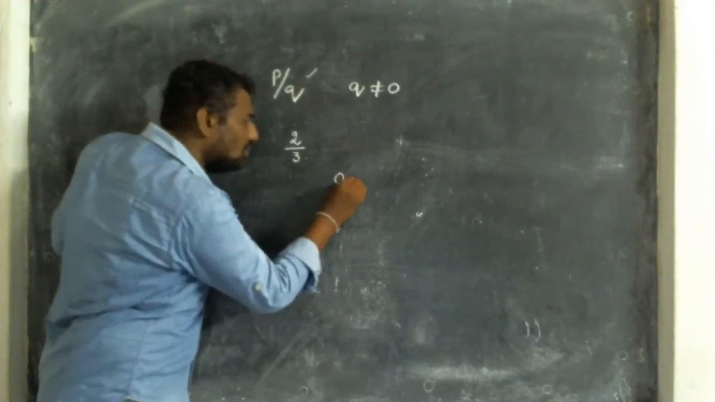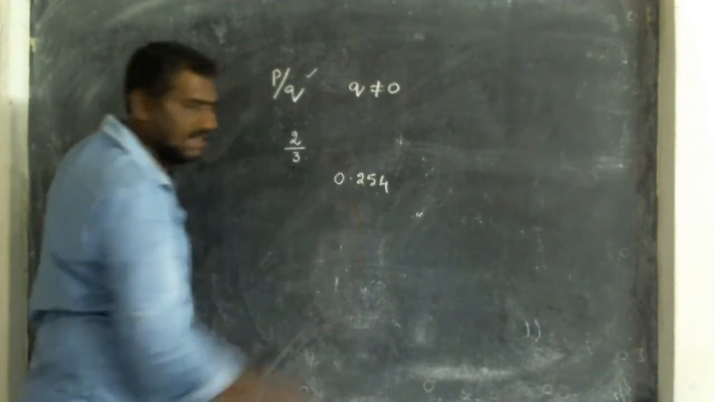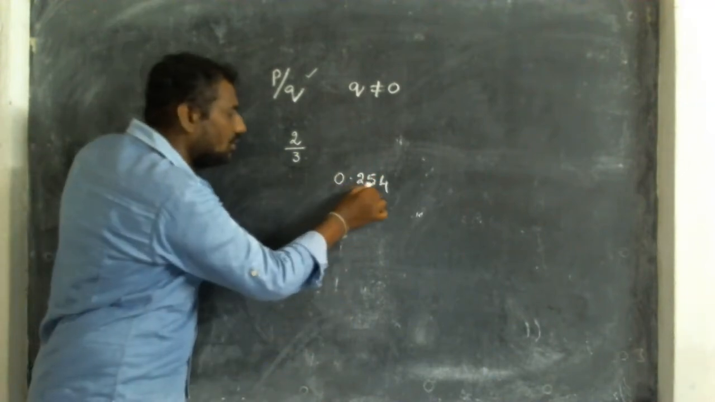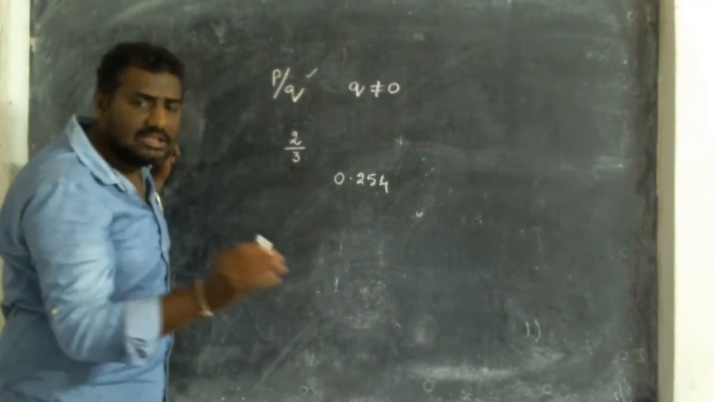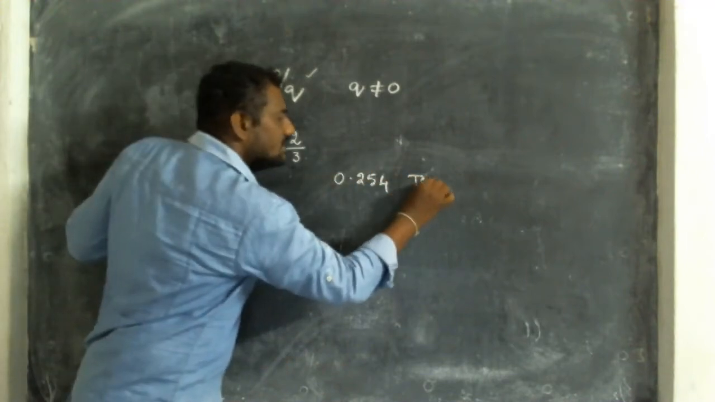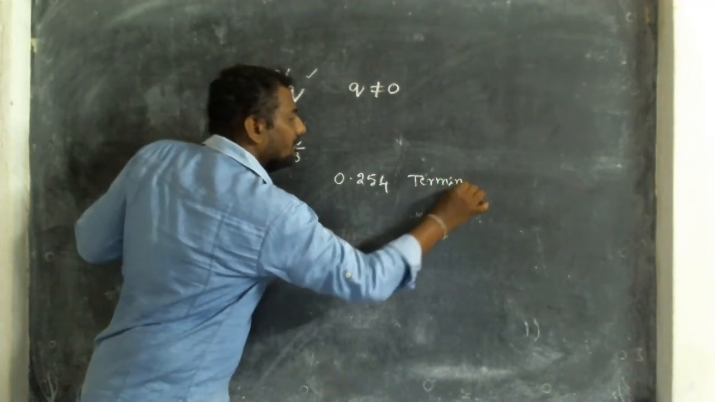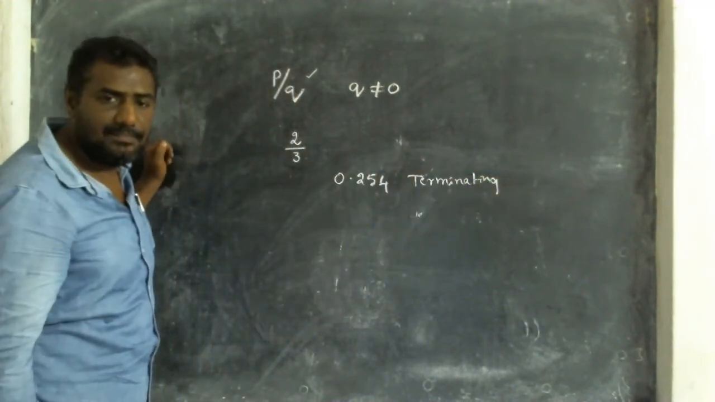Suppose 0.254 is there. After the decimal, with three numbers, it stops. This number we call a terminating decimal.